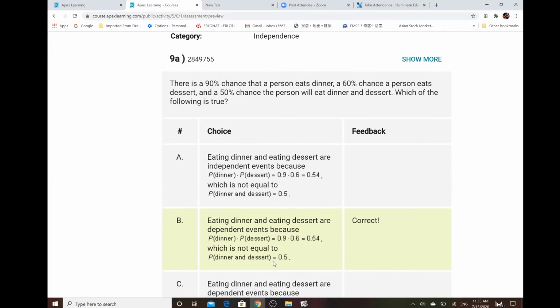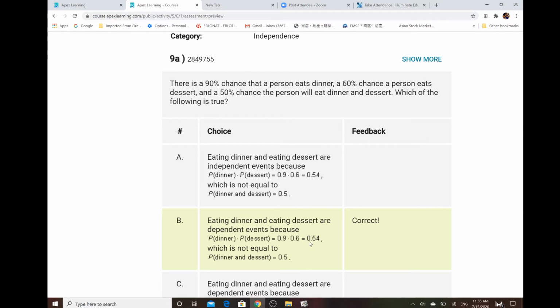And then question number 9. There's a 90% chance that a person eats dinner, a 60% chance a person eats dessert, and a 50% chance the person will eat dinner and dessert. Which of the following is true? Eating dinner and eating dessert are dependent events because the probability of dinner times the probability of dessert is 0.9 times 0.6, which is 0.54, and that is not equal to the probability of eating dinner and dessert, which is only 0.5.